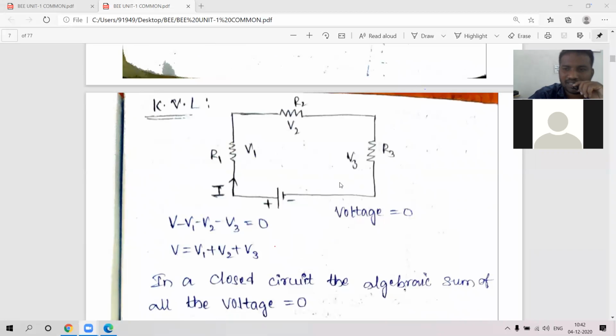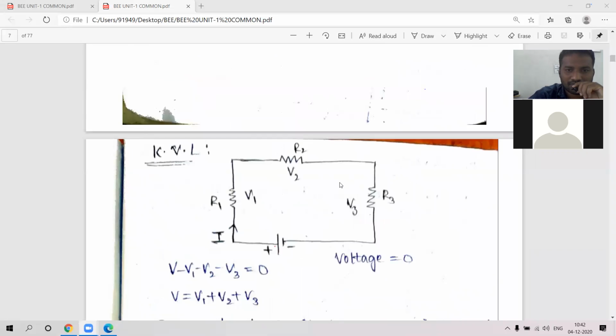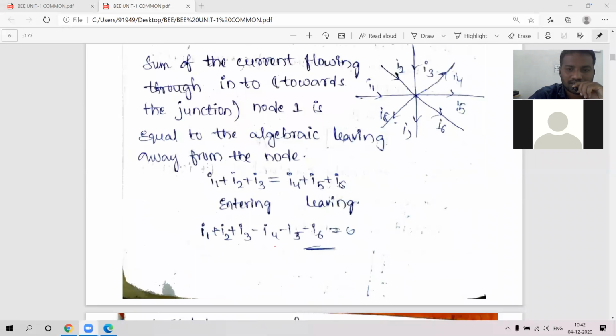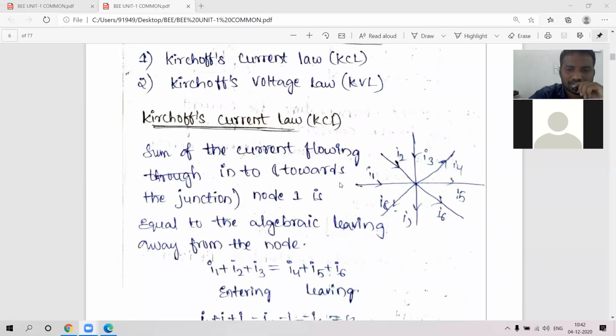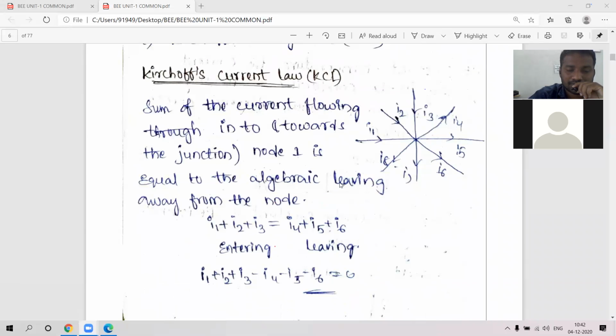Is KCL clear for all? Sir, once scroll up. Yes, sir, I need to write the formula. Sir, you are going too fast, go slow. I'm going slow only, not fast. Today only you are listening. Just now I explained only one topic, the KCL only.